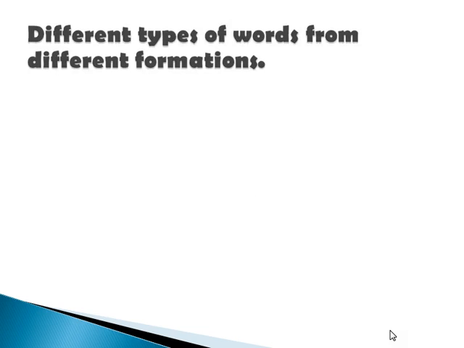Different types of words from different formations get together to form new words. We have derived words. Derived words are composed of a root and another morpheme that I call a derivational morpheme. An example of a derived word, could you give me?